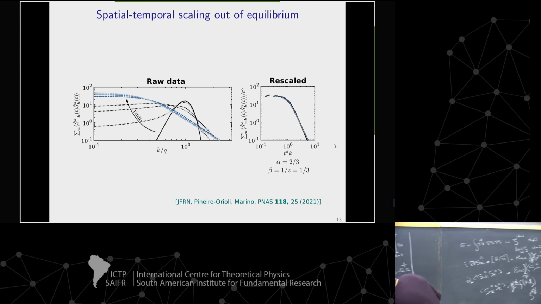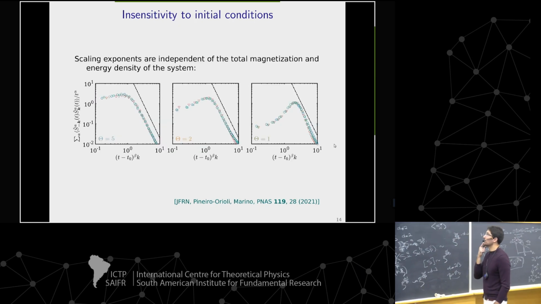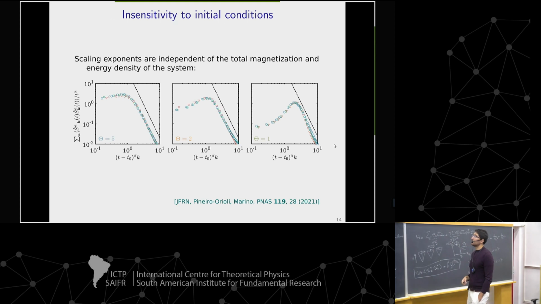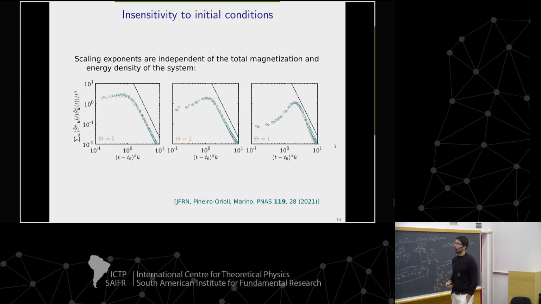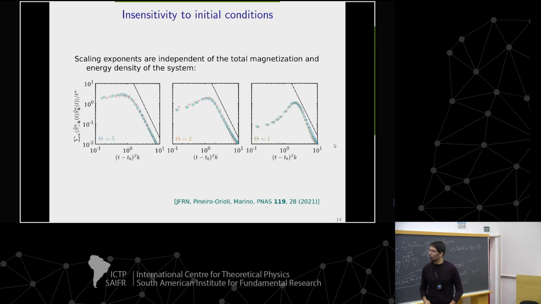Let me make another comment. This also goes back to the discussion yesterday: you can also show that regardless of what you start with, if you pick different initial conditions, for example, you can change the total magnetization by changing the orientation of the initial spins. You can play around with any kind of initial conditions.